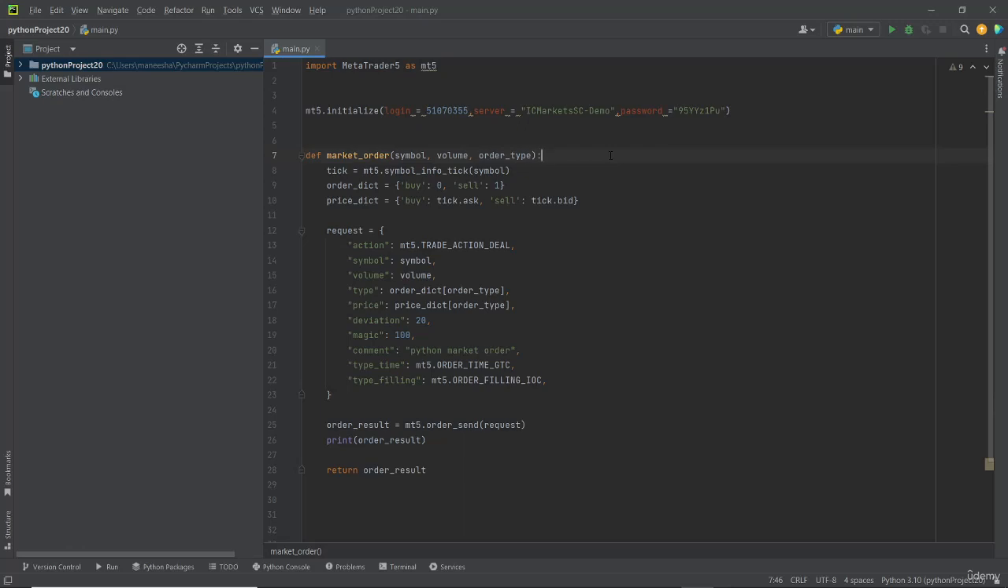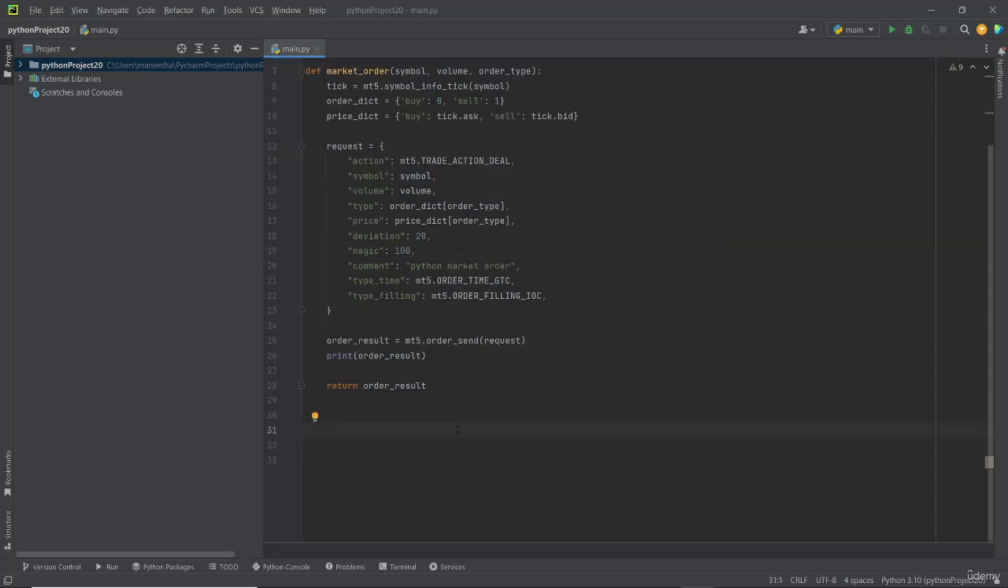Now in this video, I am going to explain how to place market orders. This is the function for market order. Within the parentheses, we have to specify symbol, volume, order type. Order type is either buy or sell. You do not need to understand inside the function. I have provided all the functions in the resources section.